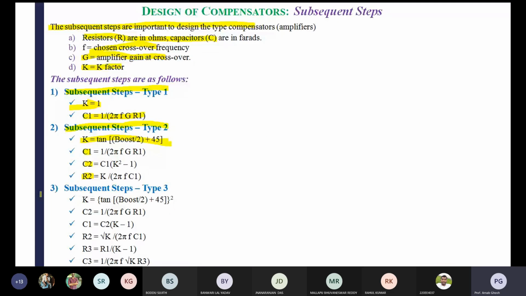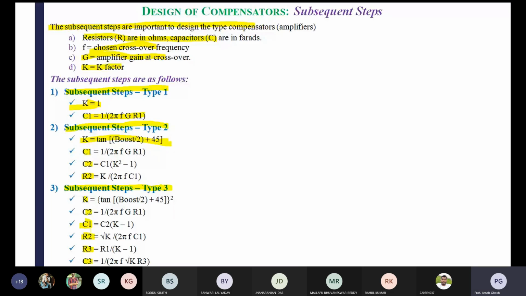Similarly, for the type 3 compensator, you use the subsequent steps: the K value, then C1, R2, R3 and C3. All those values are there, and you will easily find out the values of C1, C2, R2, R3 and C3. Then you can find out the transfer function.